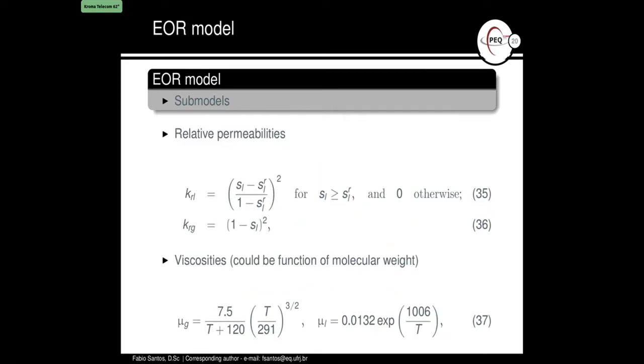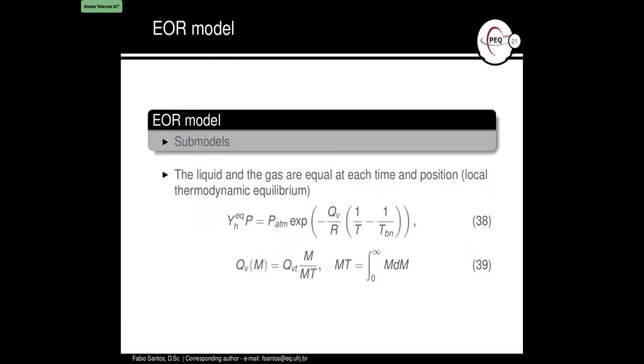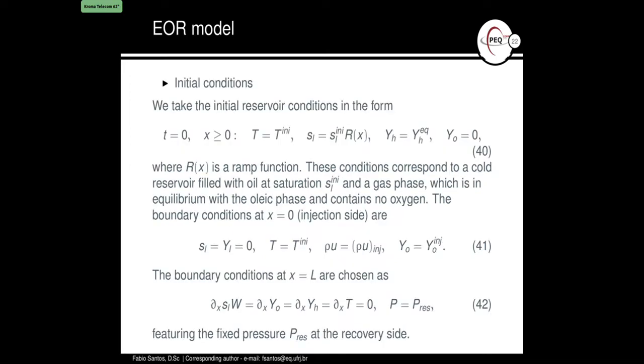We use this submodel for relative permeability, because this model can also depend on the molecular weight if you want, but not, for simplicity. The equilibrium term can be calculated by the Clausius-Clapeyron equation, and the vaporization term is also a function of the molecular weight. It could be any, just to make it simpler. These are the initial conditions.